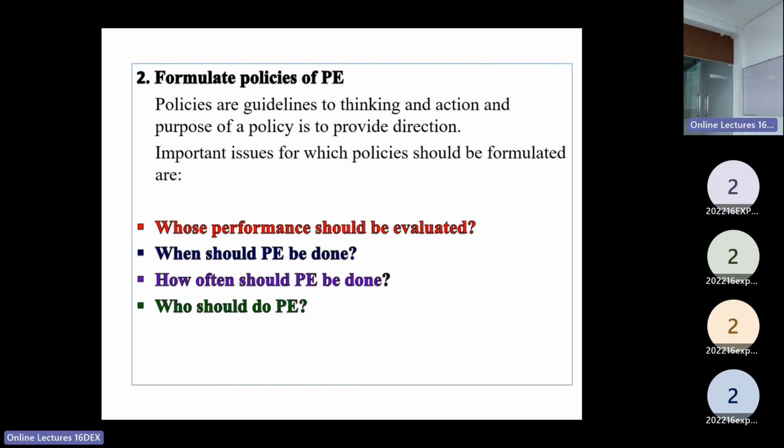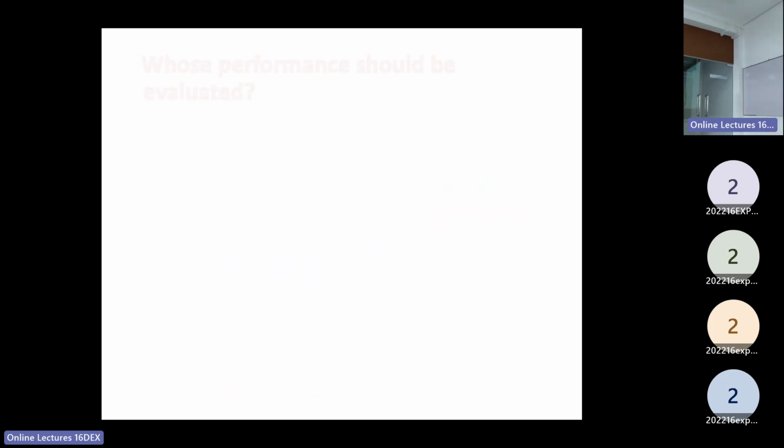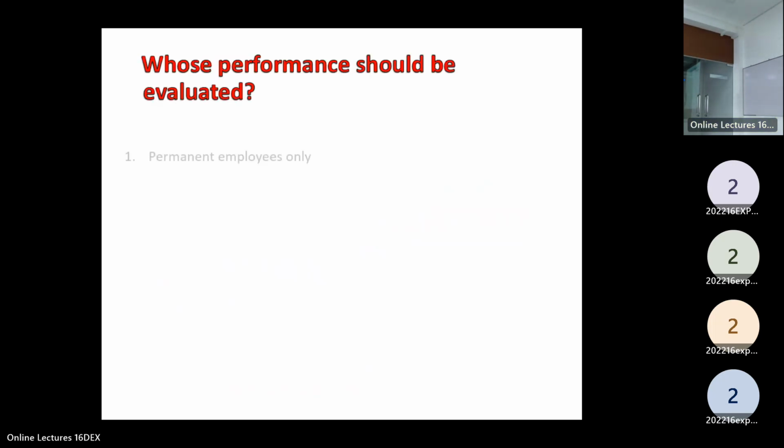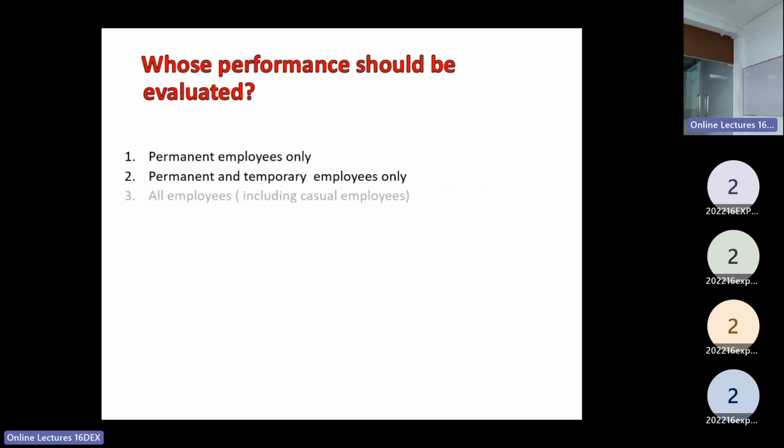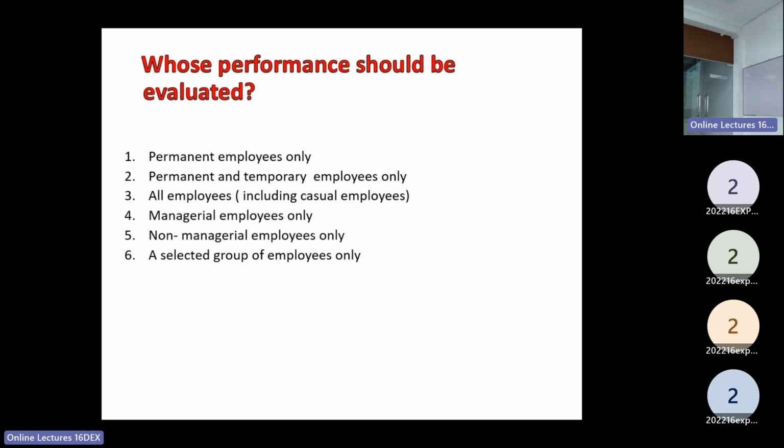In our organization, we evaluate the level of performance of all the employees, including casual employees and temporary employees too. In our organization, we evaluate the level of performance of managerial employees only. That is another policy decision. In our organization, we evaluate the level of performance of non-managerial employees only. In our organization, we evaluate the performance of factory employees only. Likewise, it is up to you to decide.